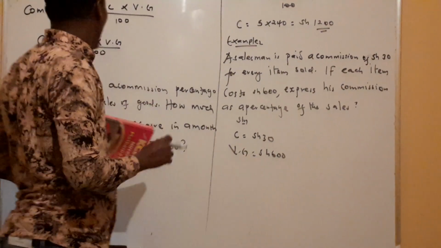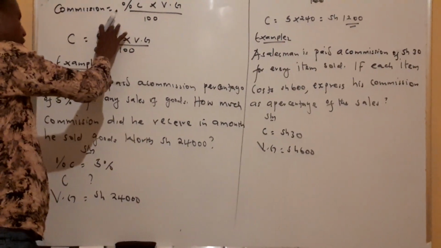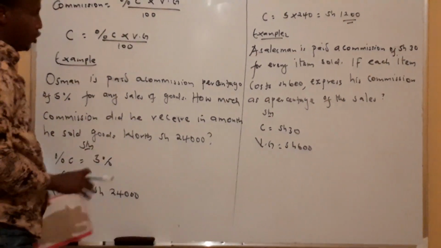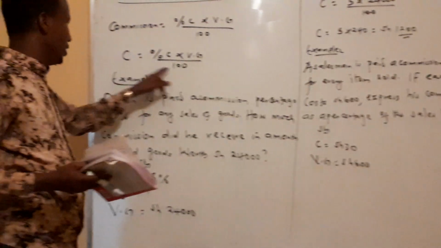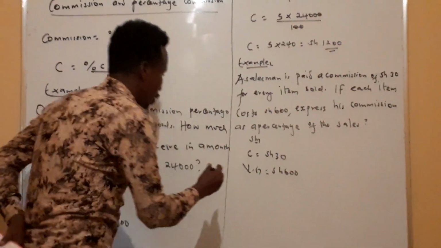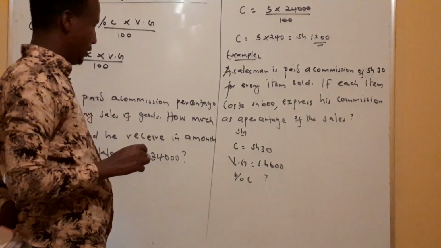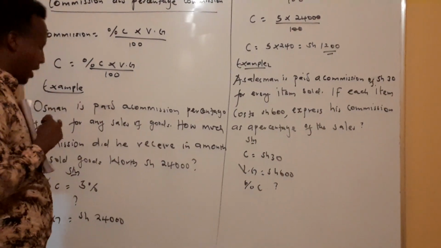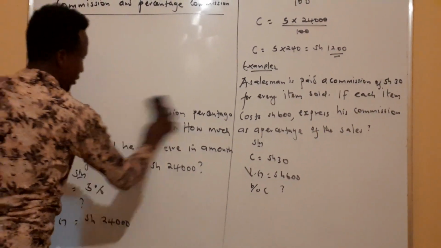Then, remember, we have only three here. We have the commission, we have also the percentage commission, and the value of goods. And if they ask you in the examination one of these, remember, they will give you the other two. So what's under question mark here is percentage commission, which we don't have. This is what's under question mark. But remember, we said that according to our initial formula, look at this point here.